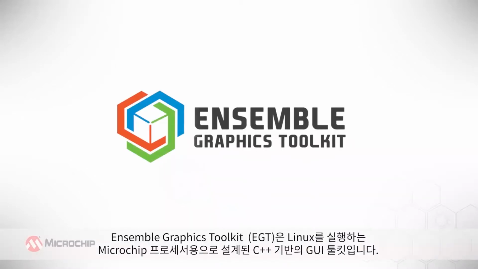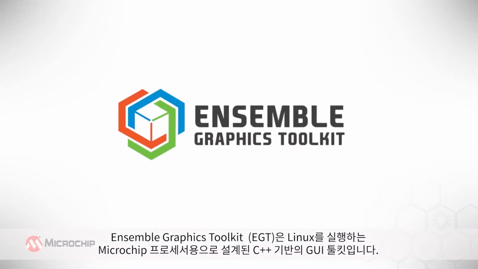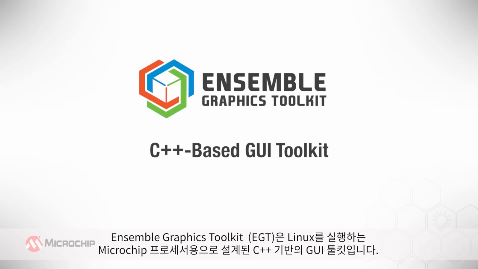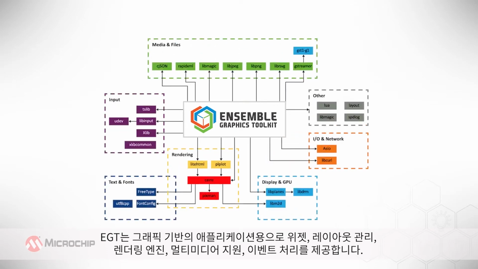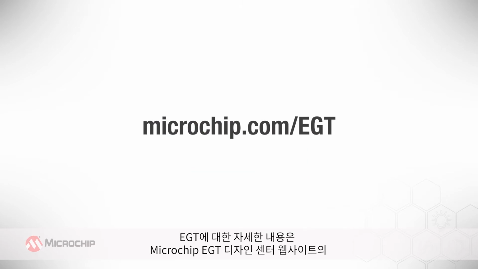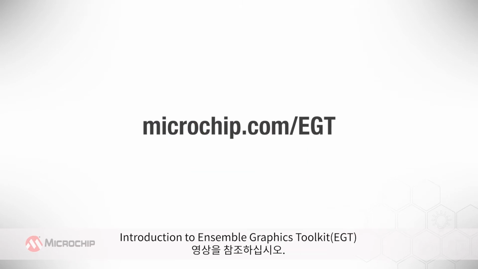Ensemble Graphics Toolkit, or EGT, is a C++-based GUI toolkit specifically designed for Microchip processors running Linux. EGT provides widgets, layout management, a rendering engine, multimedia support, event handling, and much more to construct a graphics-based application. To learn more about EGT, please see our Introduction to EGT video on the EGT Design Center webpage.